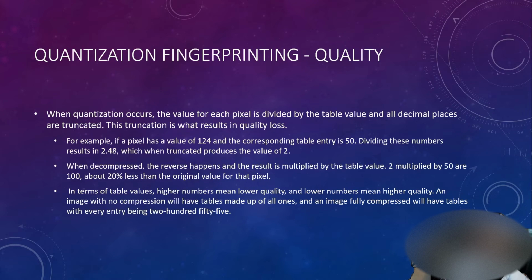So for example, if we have a pixel and the value associated with that pixel is 124, but the entry in the quantization table is 50, 124 will be divided by 50, which results in 2.48. Everything after the decimal is truncated, giving us a compressed pixel image data value of 2. When decompressed, when we want to view that image again, that 2 is multiplied again by the value in the quantization table, which is 50, giving us 100. So we've lost about 20% of the original image data for that pixel.